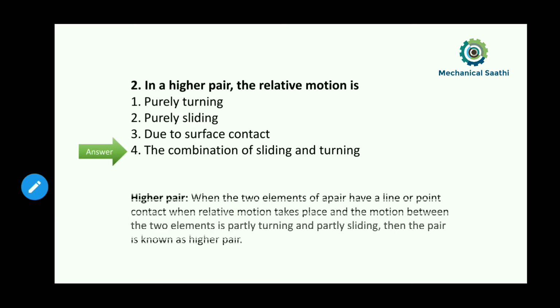So let us read some details about it. A higher pair is when two elements of a pair have a line or point contact, and when relative motion takes place, the motion between the two elements is partly turning and partly sliding, then this pair is known as a higher pair. Basically, in a higher pair we get a combination of sliding and turning motion. So for this question option 4 will be the correct answer.